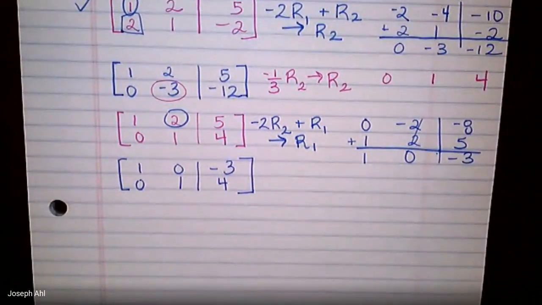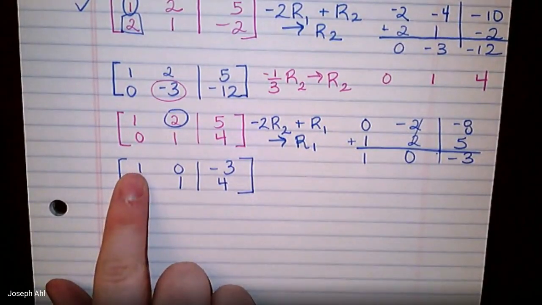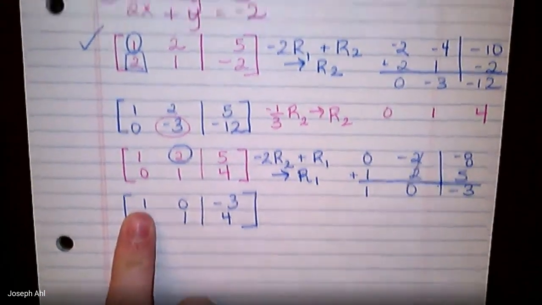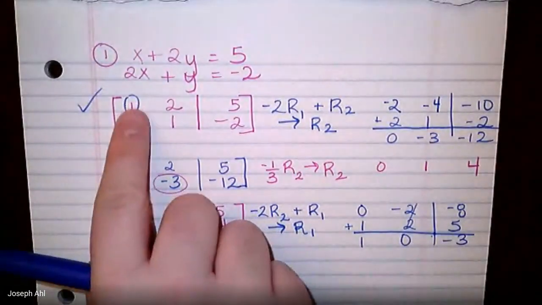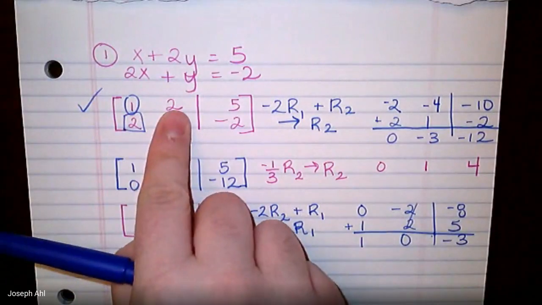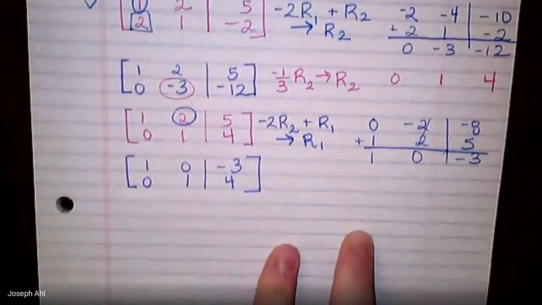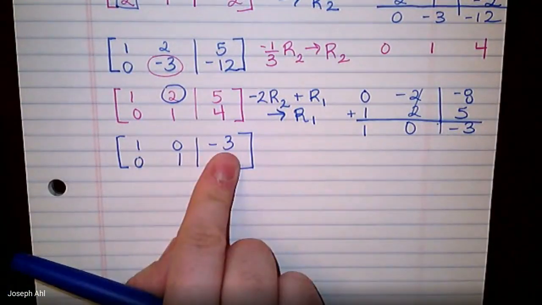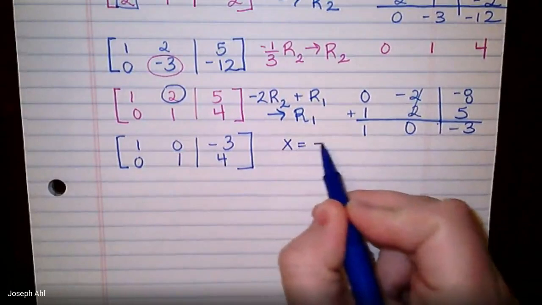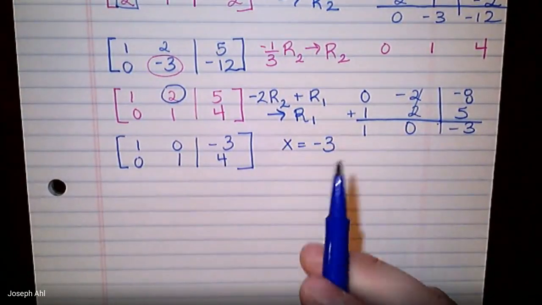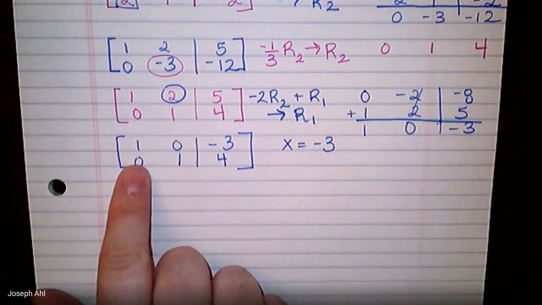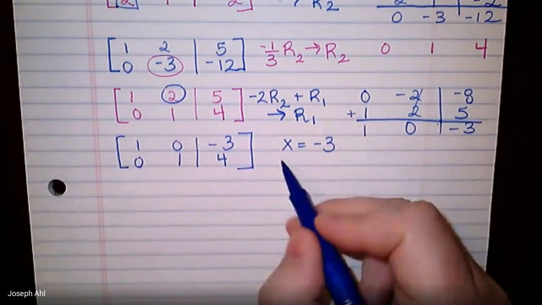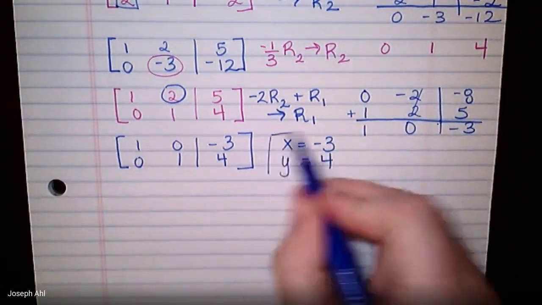Okay, based on where we're at, we have actually now solved the system without maybe even realizing it. Because if I translate this back into an equation, based on how we started this whole process, this was 1x plus 2y equals 5. This last line right here now says 1x plus no y's equals negative 3. So from that result, we know that x equals negative 3. And down here, 0 x's plus 1 y equals 4. So therefore, y equals 4.